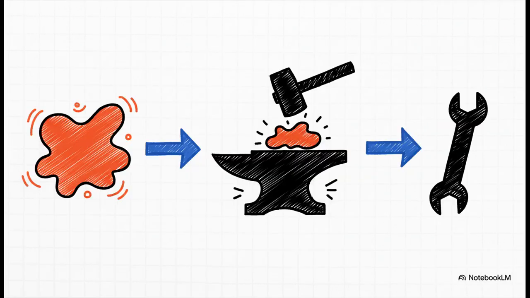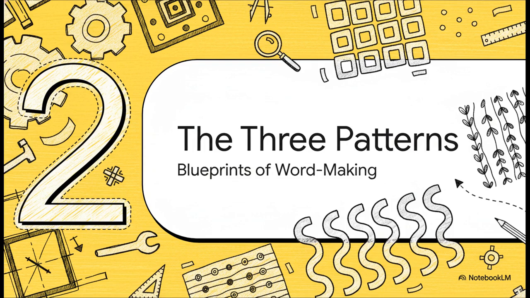A really simple way to think about it is like this. The language takes the raw material, the action word, and it literally forges it into a brand new tool word. It's just a beautiful and incredibly efficient way to build your vocabulary. So how does this forging actually happen? Well, it's not random at all.